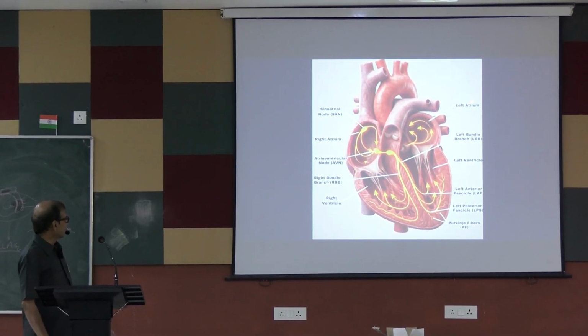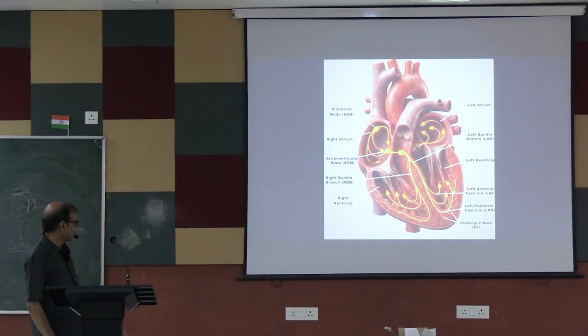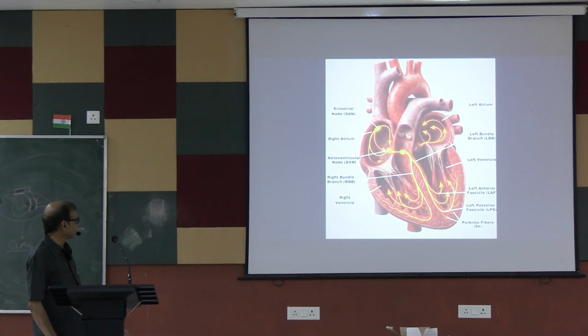This is the left atrium, atrioventricular node or AV node. This is the His bundle. This is the right bundle branch. This is the left bundle, left anterior fascicle, left posterior fascicle, and this is the Purkinje network.